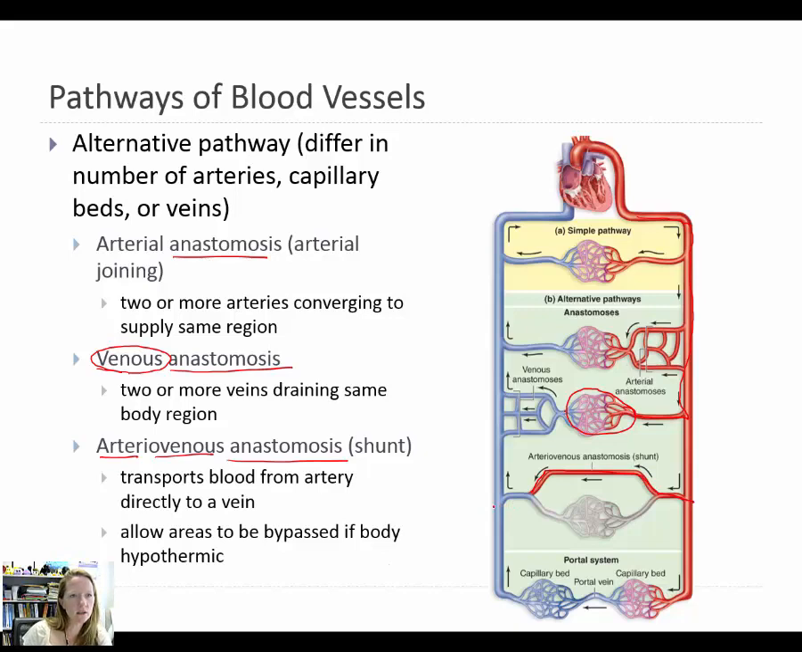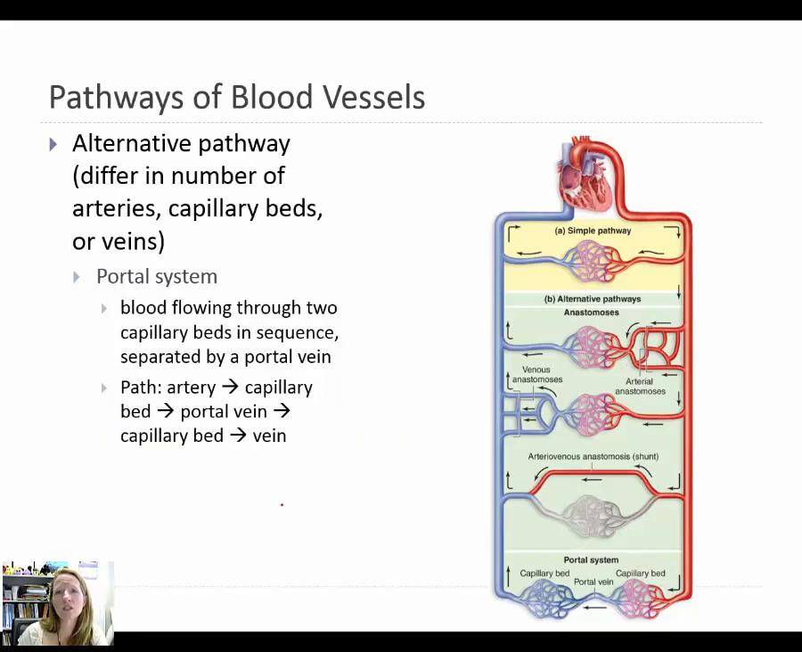And then the last alternative pathway you've actually seen before. This is called a portal system. If that doesn't ring a bell, we looked at this in the endocrine system with the hypothalamus and the anterior pituitary, how they had that nice little portal system with a couple of different capillary beds, and that's exactly what a portal system is. It's where you have blood flowing through two capillary beds in sequence, separated by a portal vein. Look at it all the way at the bottom down here.